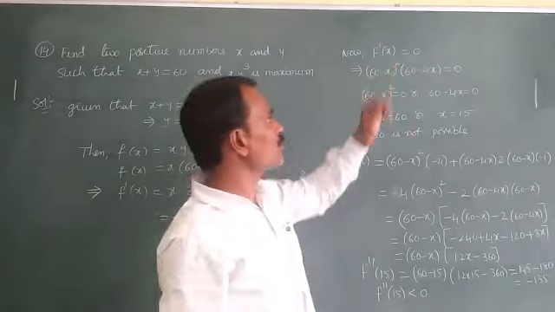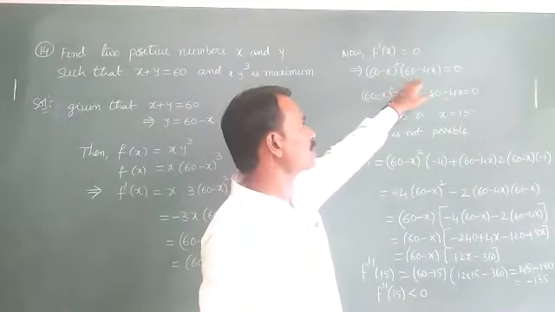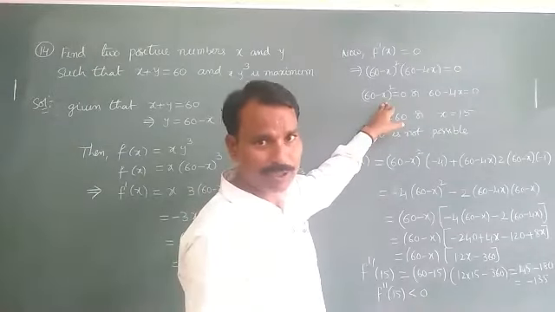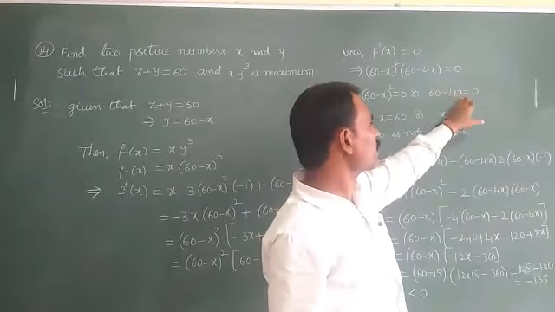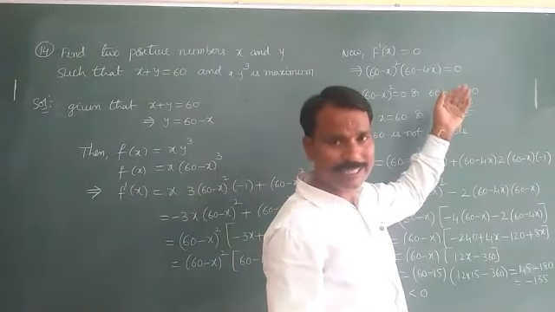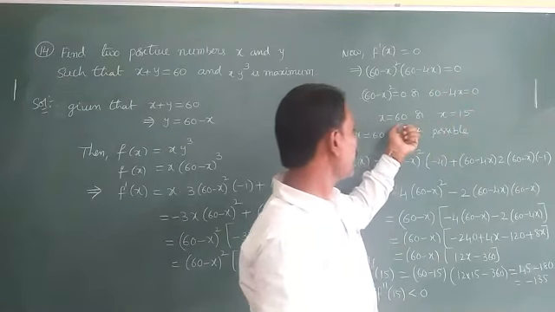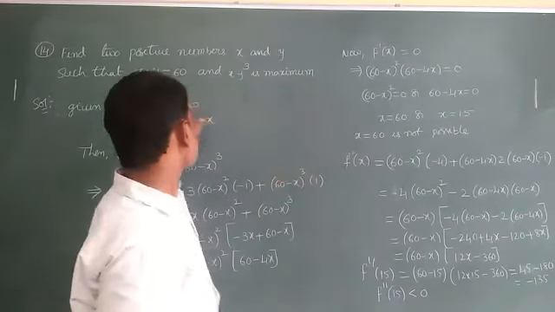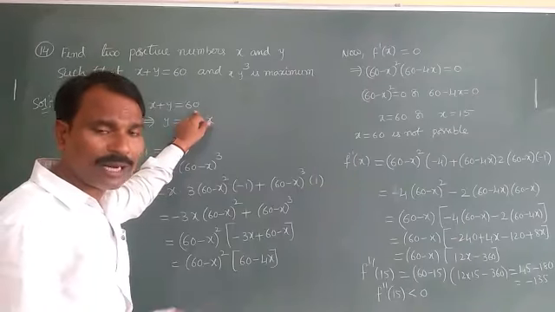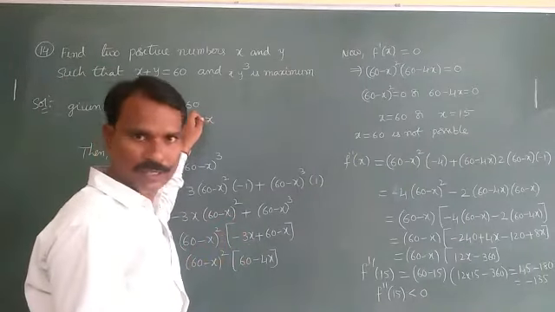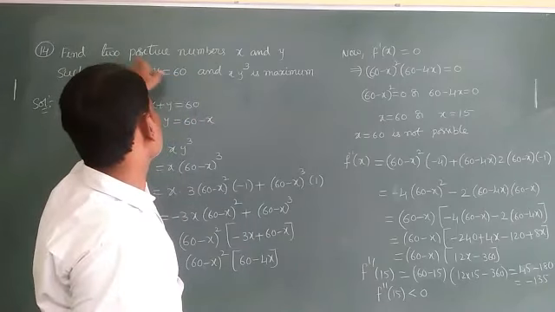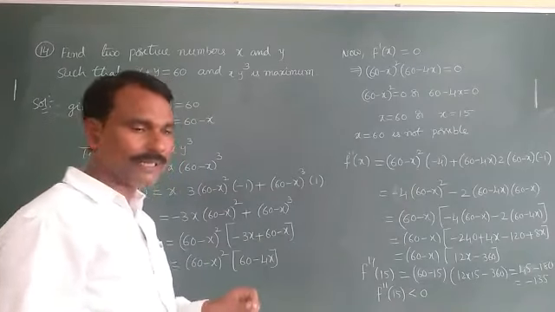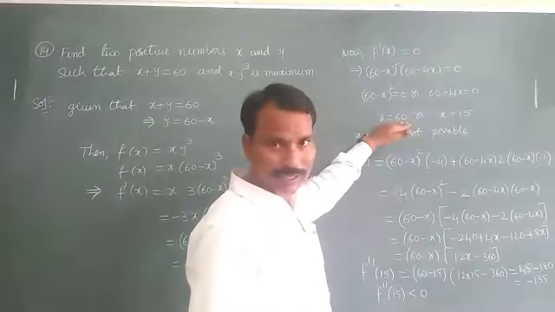And f dash of x equal to 0 means (60 minus x) whole square into (60 minus 4x) equal to 0. So (60 minus x) whole square equal to 0 means 60 minus x equal to 0, x equal to 60. And 60 minus 4x means 4x equal to 60, x is equal to 60 by 4, means 15 will come. But students, x equal to 60 is not the correct answer. Why? Because the sum of two numbers is 60, so if one number is 60, automatically the other number is 0. But what did he mention? Two positive numbers. But 0 is not a positive number. It is neither positive nor negative. So definitely x equal to 60 is not an answer.